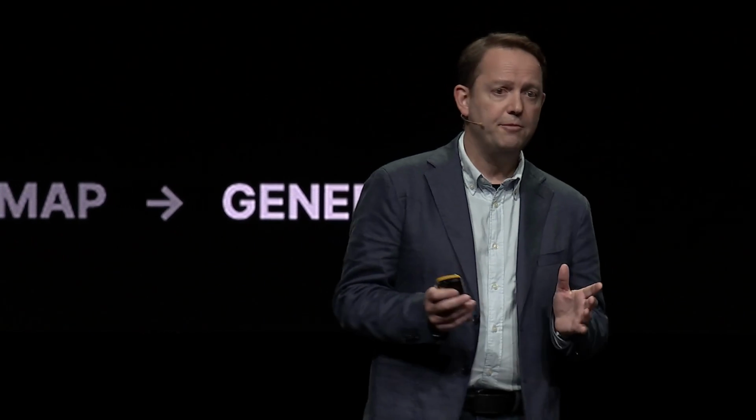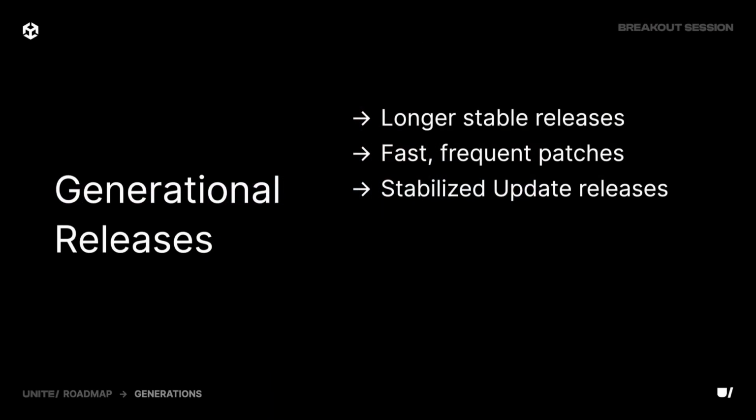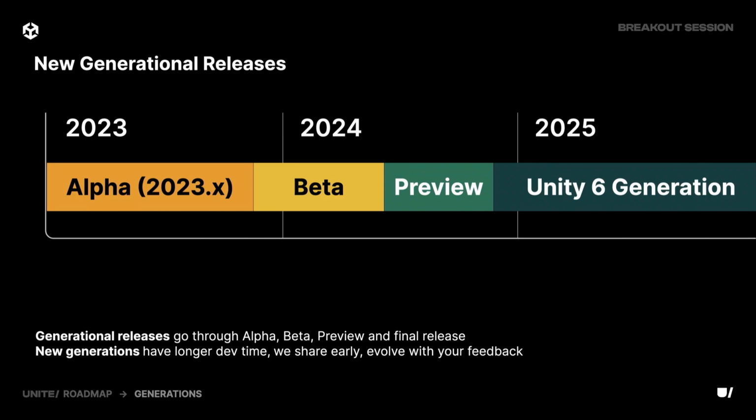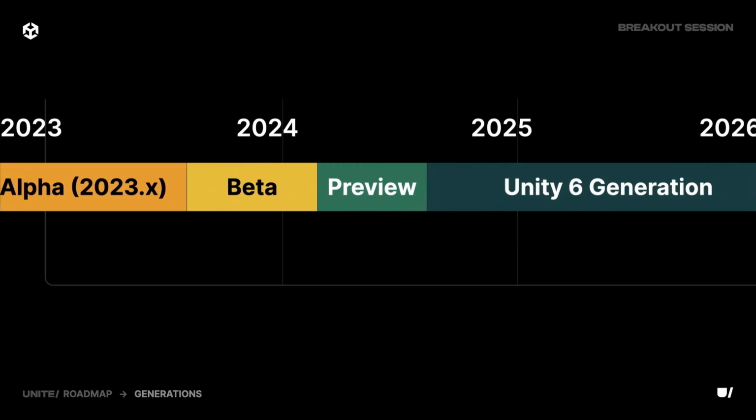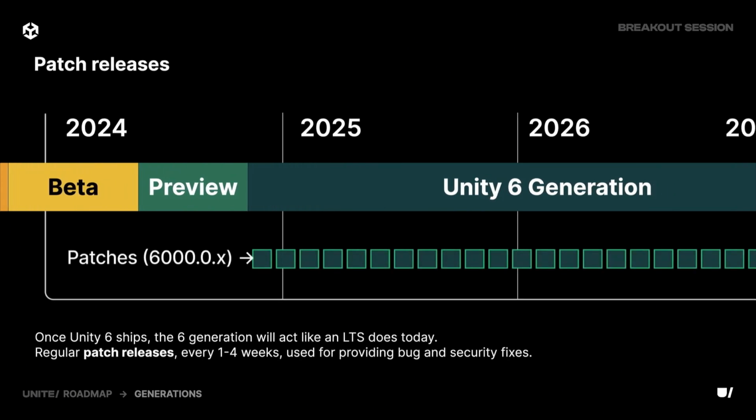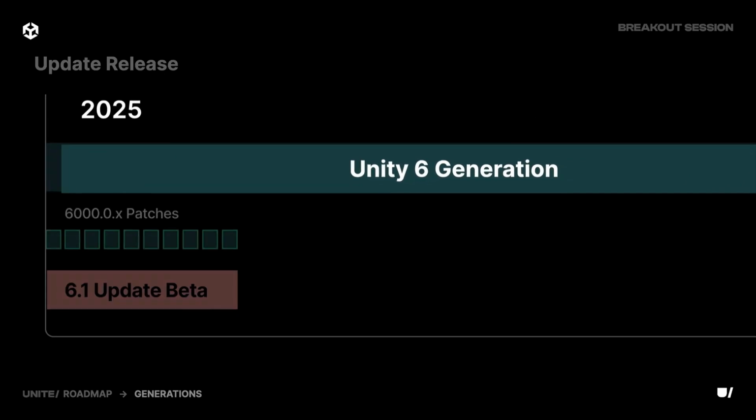First, the time between generations, those major versions, will be longer, generally a minimum of 2 years. So with this long dev cycle, and this is the key part, it really gives us more time to evolve Unity and adapt based on what we hear from you and your feedback. Quick note on patch releases. These, as I mentioned, work just like they do with the LTS for Unity 6, which we really love.